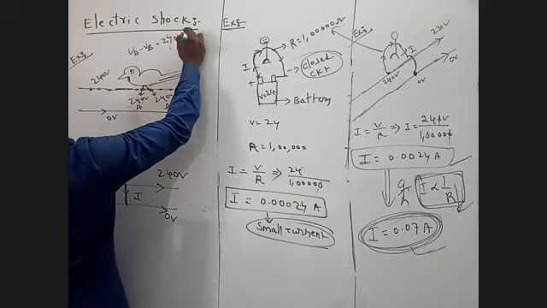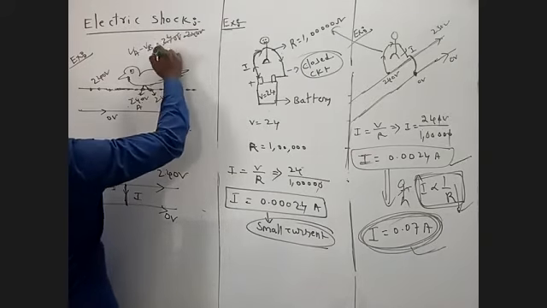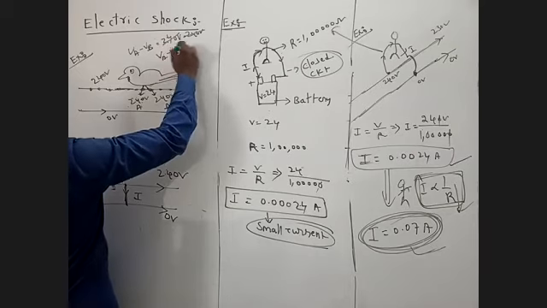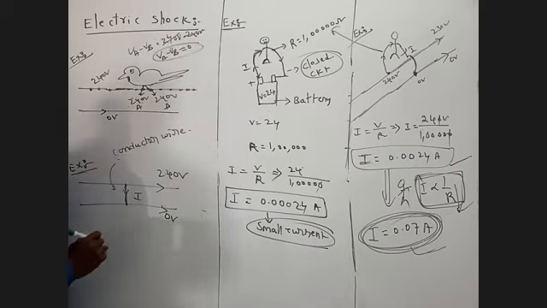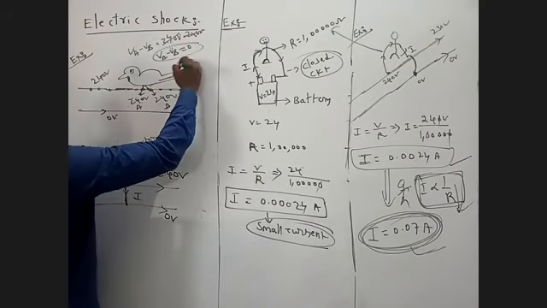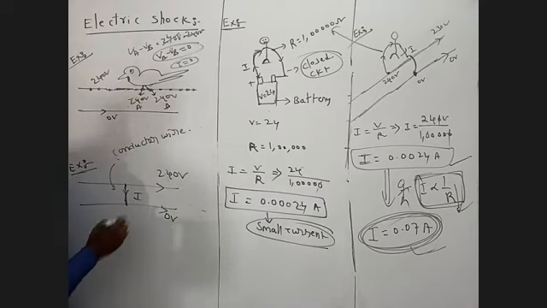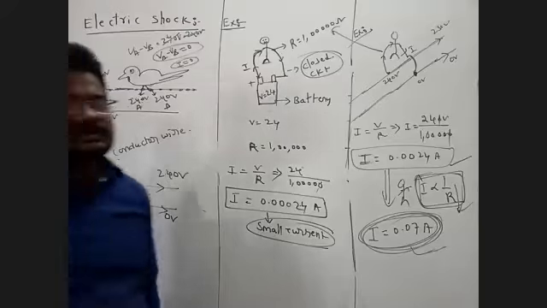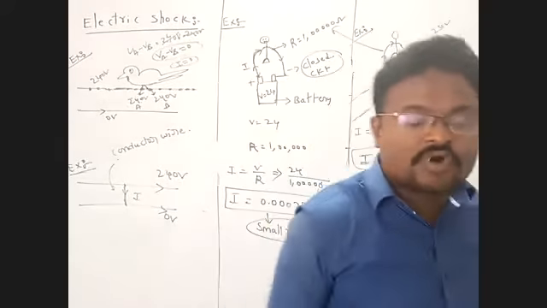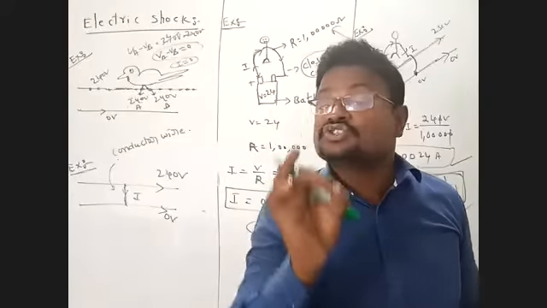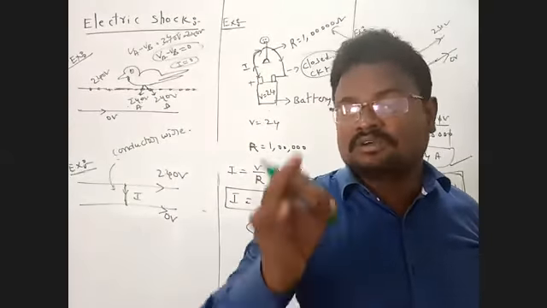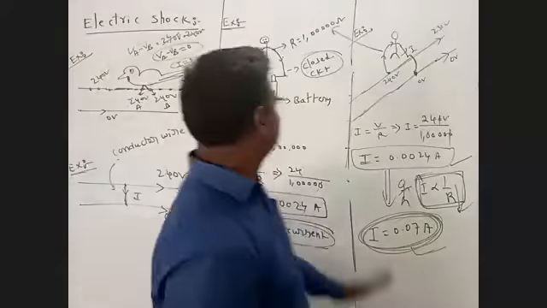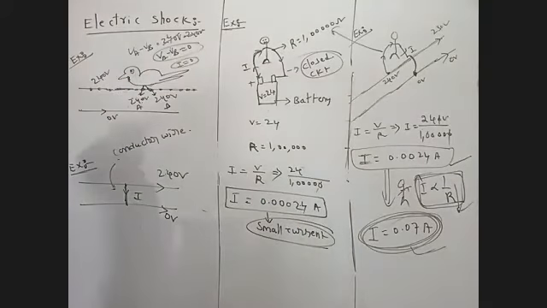What is the potential difference? 240 minus 240, the voltage difference is zero. So the current passing through the bird is zero. The bird does not get any shock from the live wire. This is the reason.